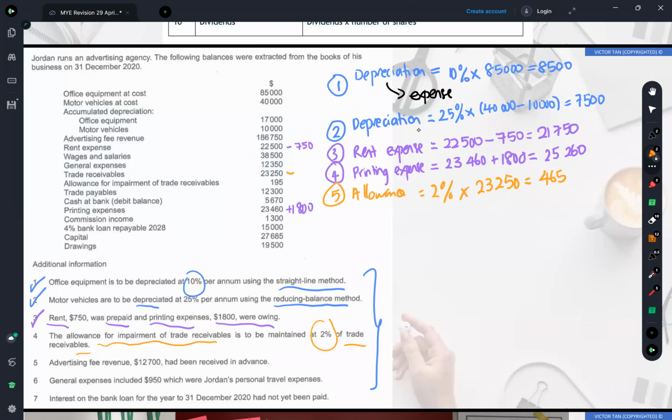Okay. So after this, you need to find the impairment loss. For Sec 3 students, it's okay if you don't understand what impairment loss is. Impairment loss is an expense. It is the loss where, when people cannot pay you money already, then you need to record a loss.